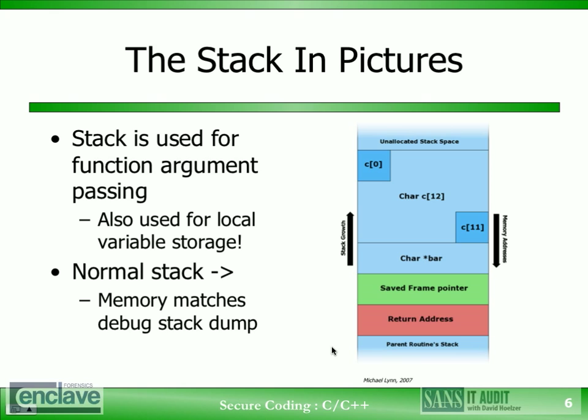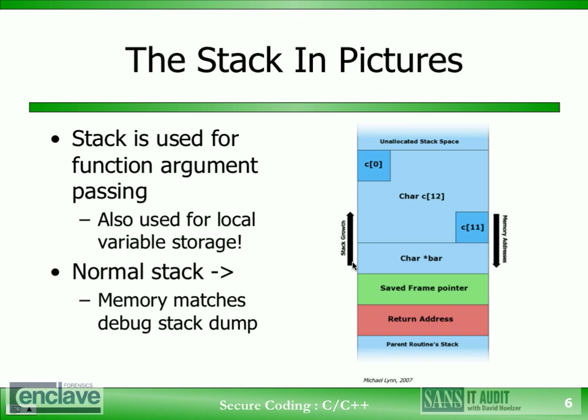It's really none of our business. Our function has been called, and within our function, there are several things that are pushed onto the stack. We find the return address of where we're going to come back to. We find a saved frame pointer that's going to be where to return the stack pointer to when we exit this function. And then we have locally allocated variables.